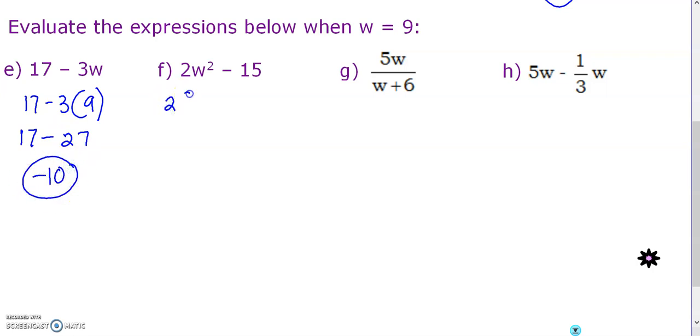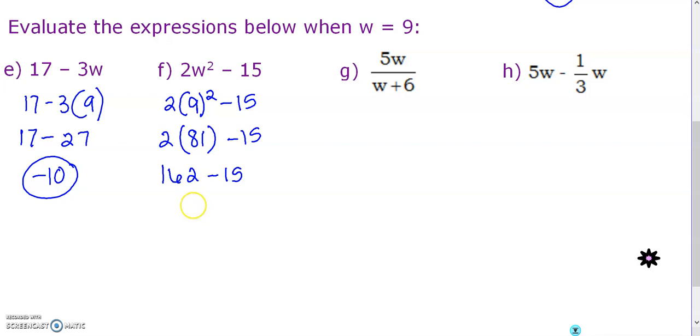Next, we have 2, plug in 9 to the second power, minus 15. 9 to the second power is 9 times 9, which is 81. Two times 81 is 162. And then we're going to go ahead and minus 15, and we'll get 147 as our answer.